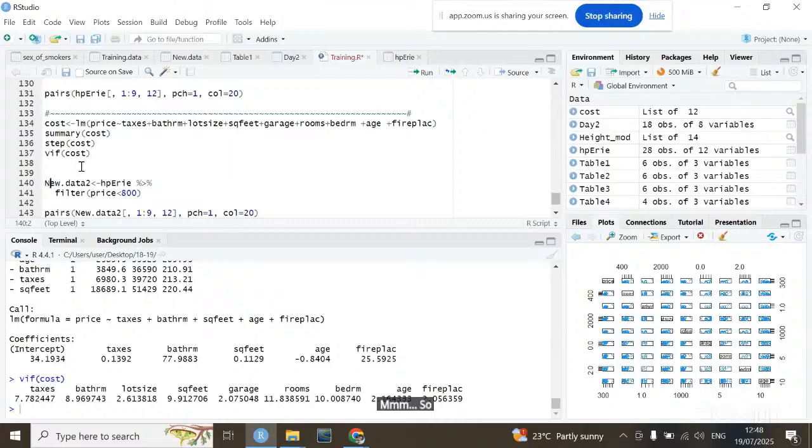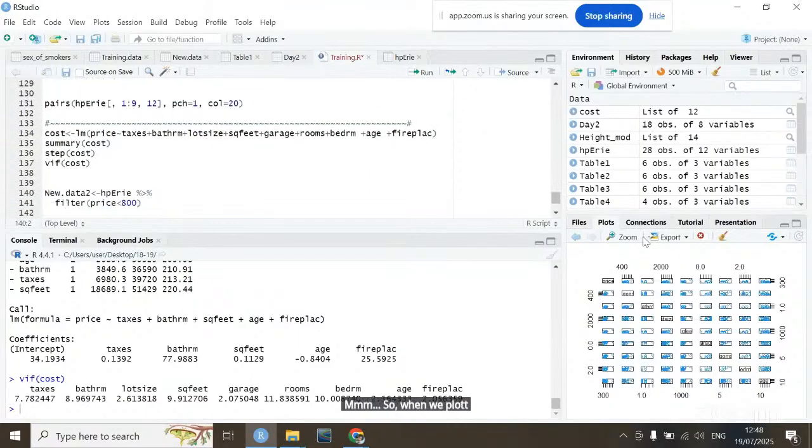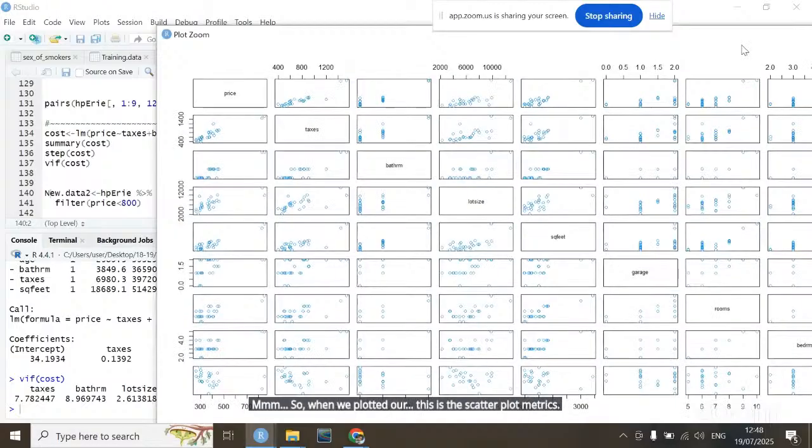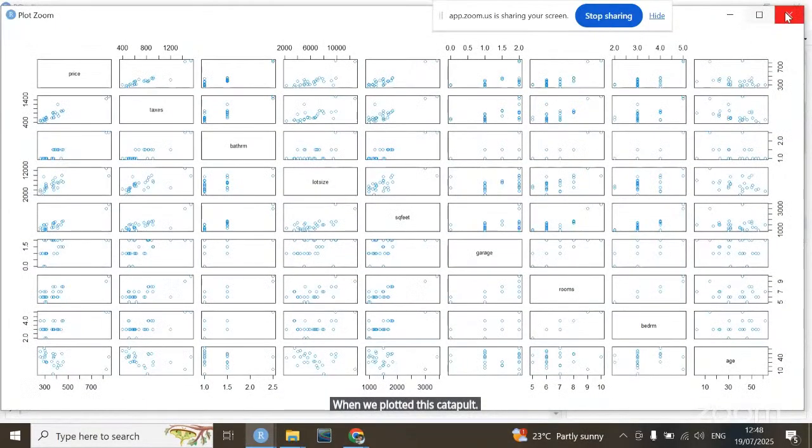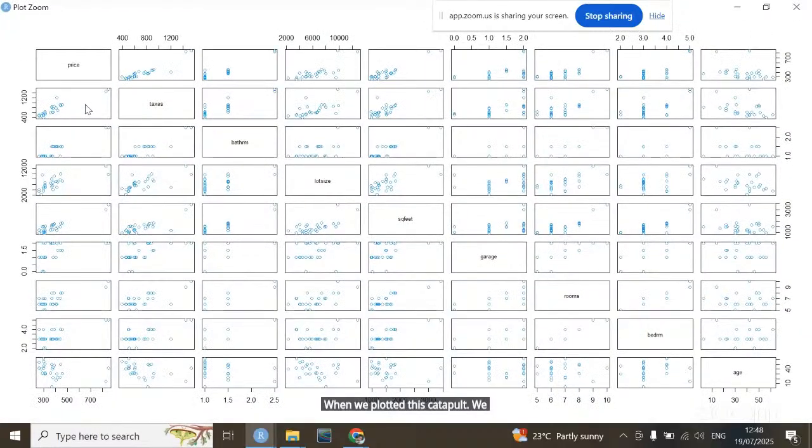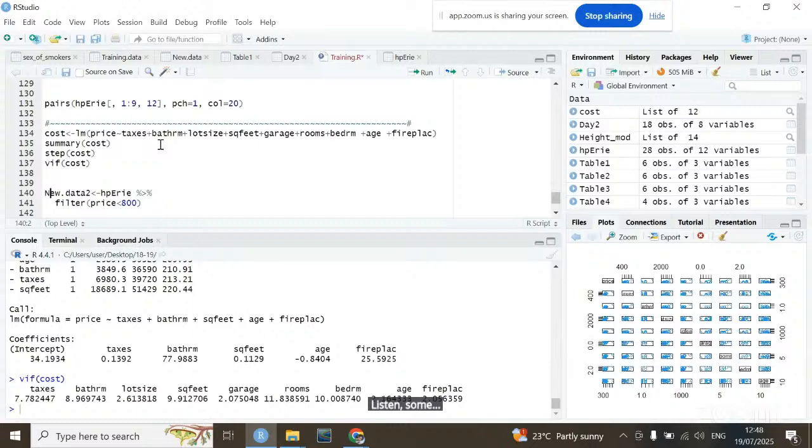So when we plotted this, this is the scatter plot matrix. When we plotted this scatter plot, we have some kind of outliers here. Those are some extremely big values.